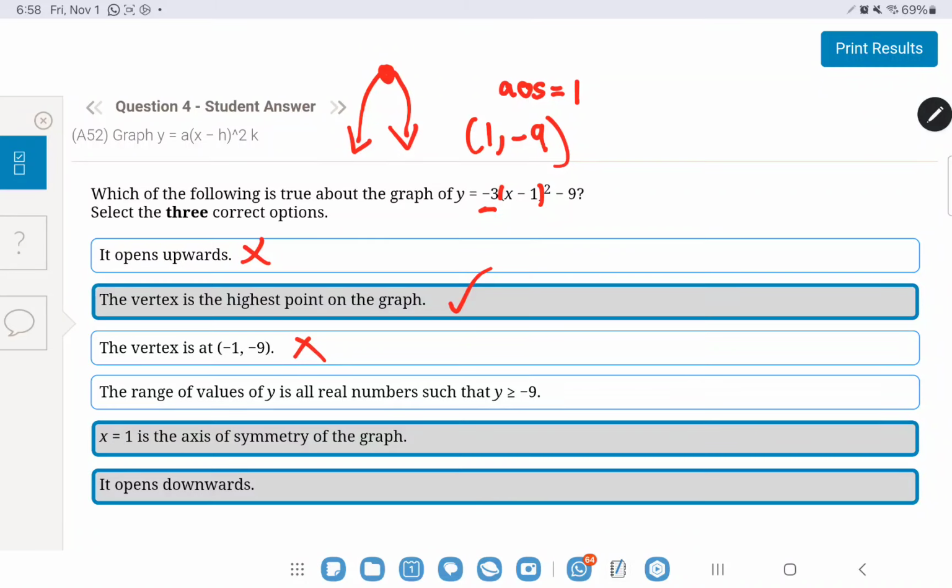X equals 1 is the axis of symmetry. Yes, it is. Opens downwards. Yes, it does. That's it. This is a game. You have to analyze your equation. That's it. Now next, let's move on.